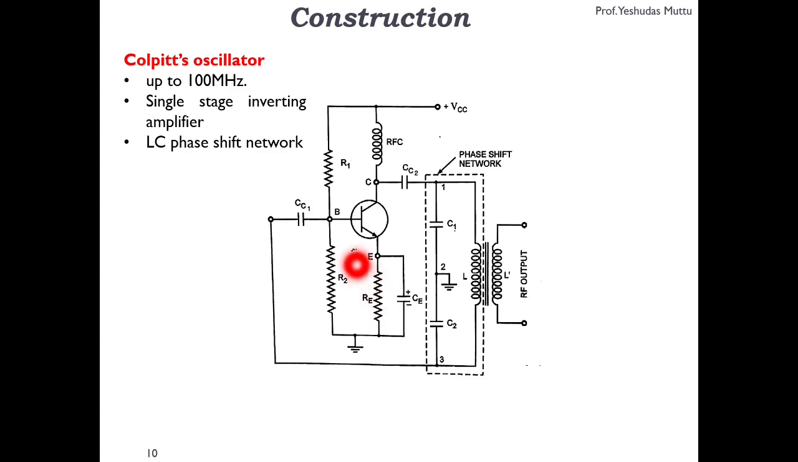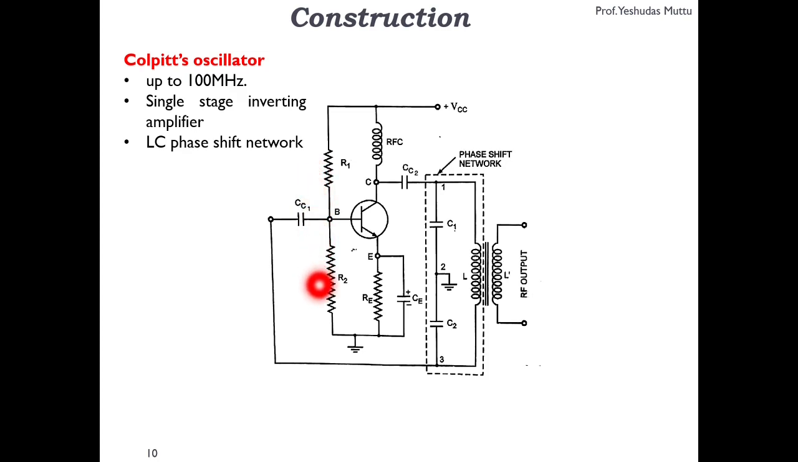Now let's have a look at this. It uses an amplifier circuit over here, which is an inverting amplifier, and it has a phase shift network which has, see, two capacitors and one inductor. Fine. So it is an LC network basically. Coming back to this particular circuit, let's have a look over here.